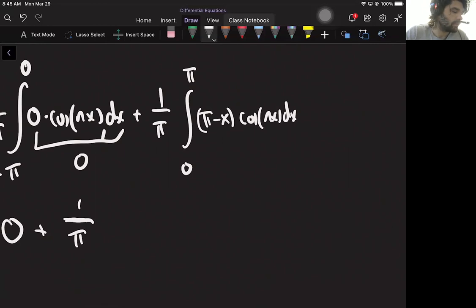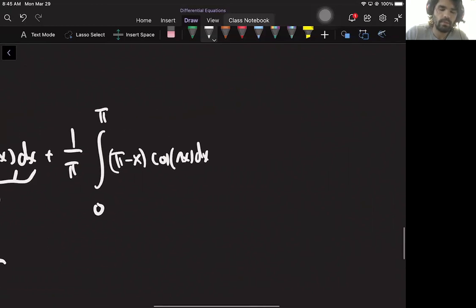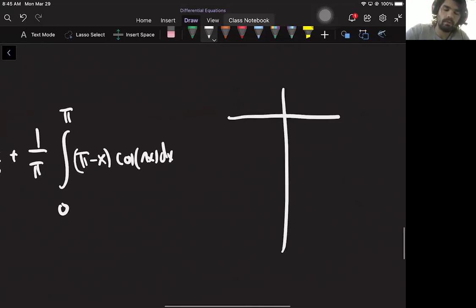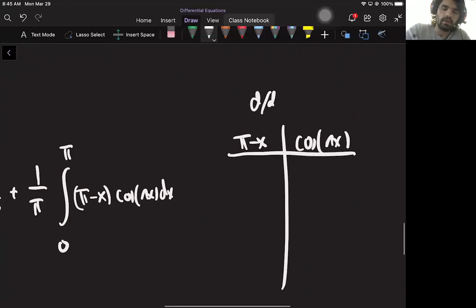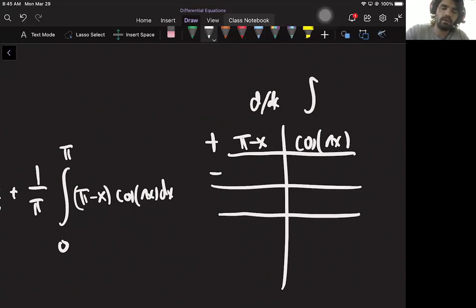Okay, so what's the integral of this thing? You can do integration by parts if you want, very quickly. So pi minus x and cosine of nx are my 2 functions. And I'm going to take derivatives on the left and integrals on the right. And I have this plus minus business, so I'm just using the table method to be quick. So the derivative of pi minus x is -1 and then 0. The integral of cosine nx is sine nx over n. And then the integral of that is negative cosine nx over n again, but now I have 2 of them, so I'll get over n squared.